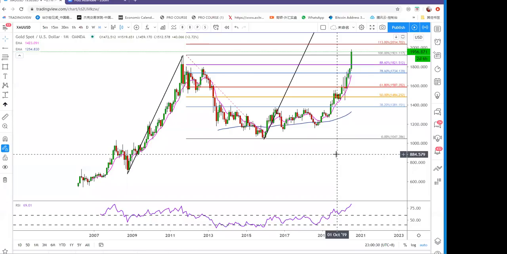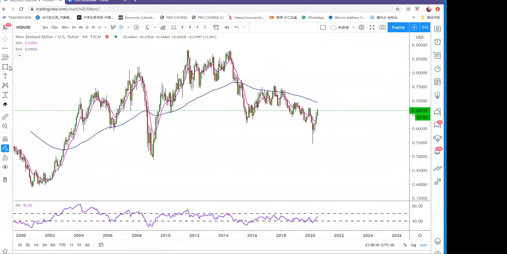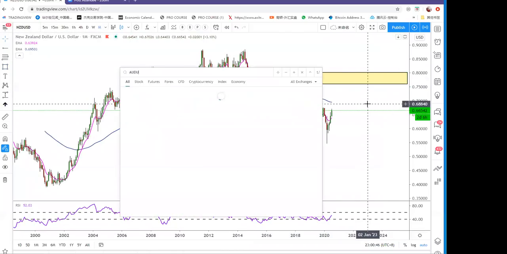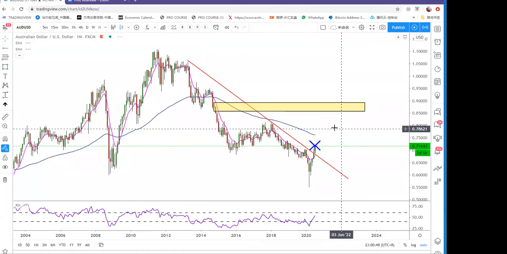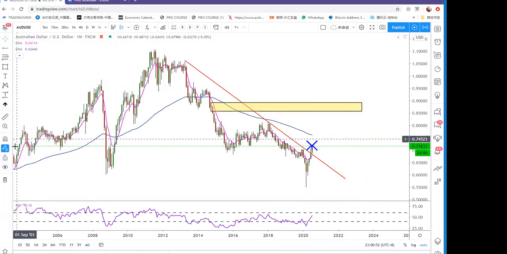One time we did a comparison between Aussie and Kiwi performance. Kiwi has been lagging. That could also be a good trade to catch along with Aussie. Yes, I agree with you. Kiwi is also okay to buy. Kiwi, I think, is going back to 0.80, or 0.76. Same with Aussie. Aussie is going to go to 0.85.